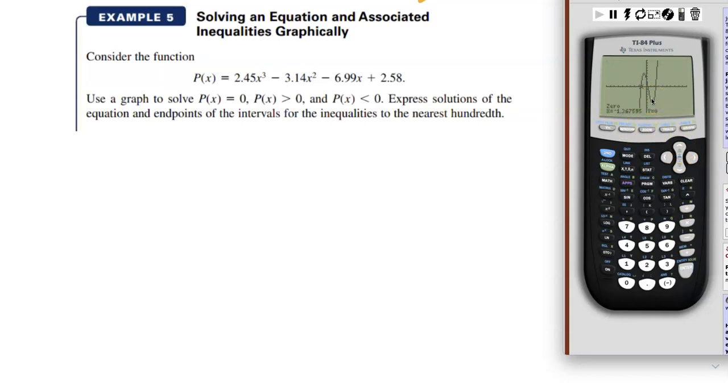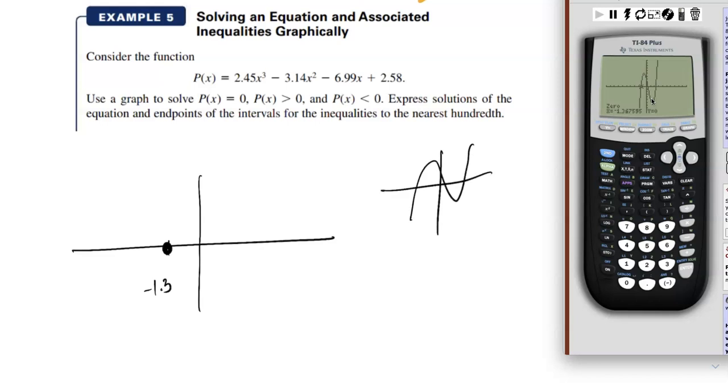So here's my x, negative 1.3. Remember, the general idea of how you're doing your calculator is you go a little left of your answer and make that the left bound, then a little right of your answer and make that the right bound. Then we're going to guess.